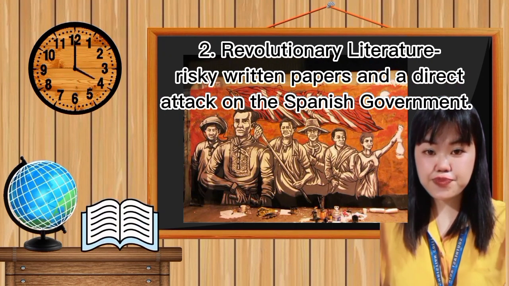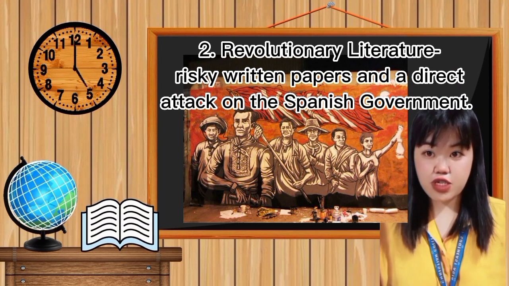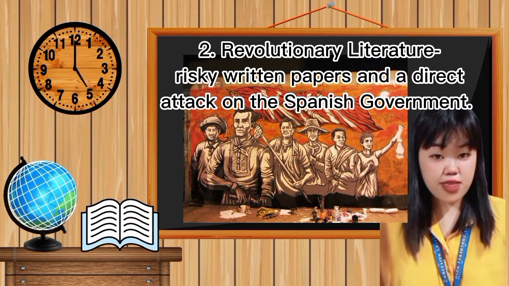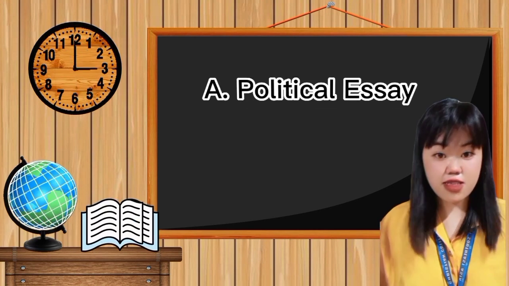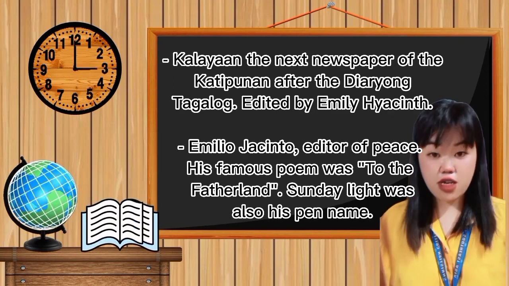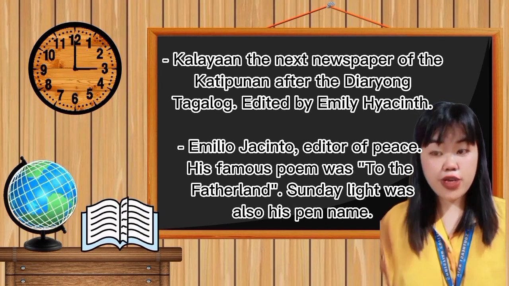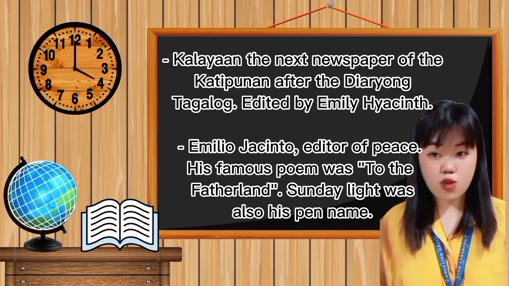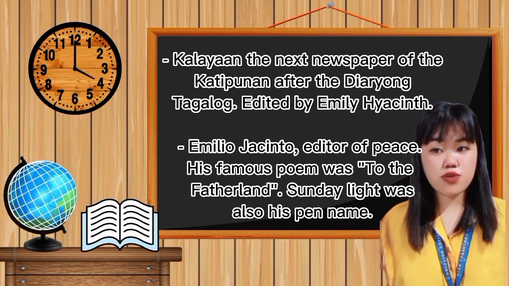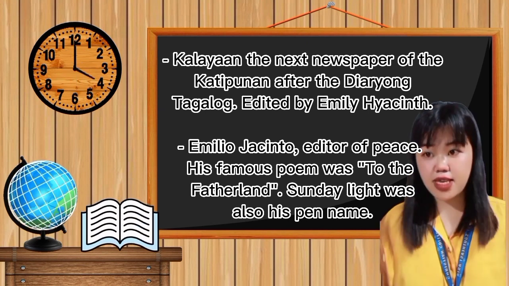So, the second of the literary forms is the revolutionary literature. These are written papers which are a direct attack on the Spanish government. Now, under this is the political essay. Kalayaan, the newspaper of the Katipunan after the Diaryong Tagalog, edited by Emilio Jacinto, born on December 15, 1875 in Tondo, Manila. He is the editor of Kalayaan. His famous poem was To the Fatherland, inspired by Rizal's My Last Farewell. His pen name is Dimas-Ilaw.